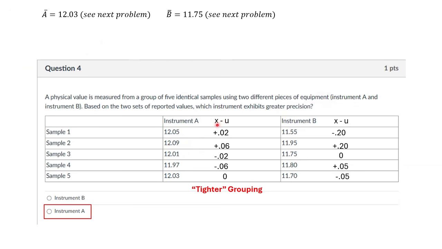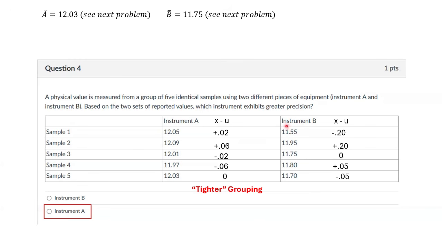So then what you can do if you want to get an idea of how precise your measurements are is, for every measurement, calculate the difference between the measured value and the average value established by the whole set. In this case, it would be 12.05 minus 12.03 plus 2 is the variance between the measured value and the average value. So you can get these variance numbers for everyone. And what you'll notice is for instrument A, this variance ranges from plus 0.06 to minus 0.06.